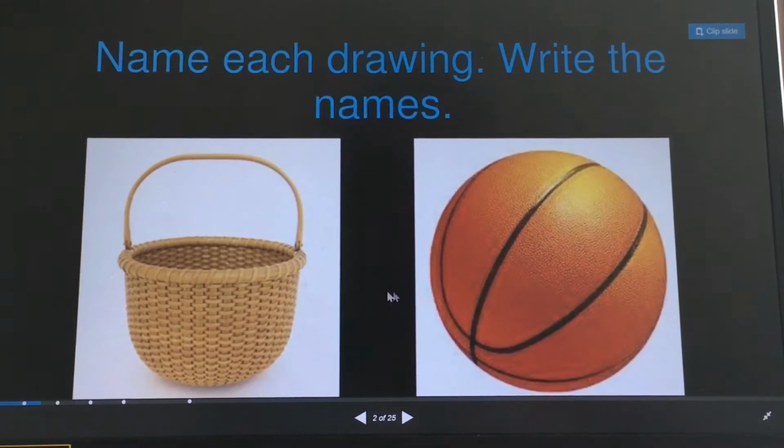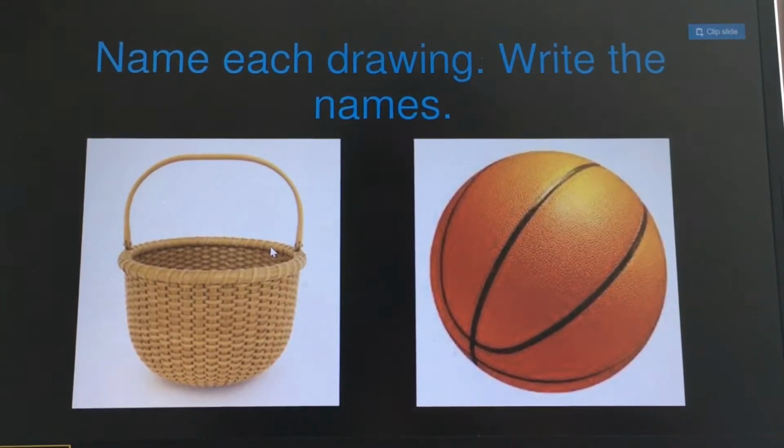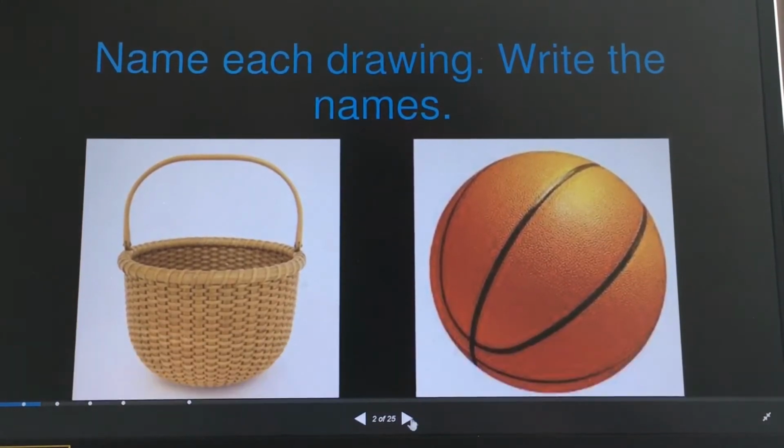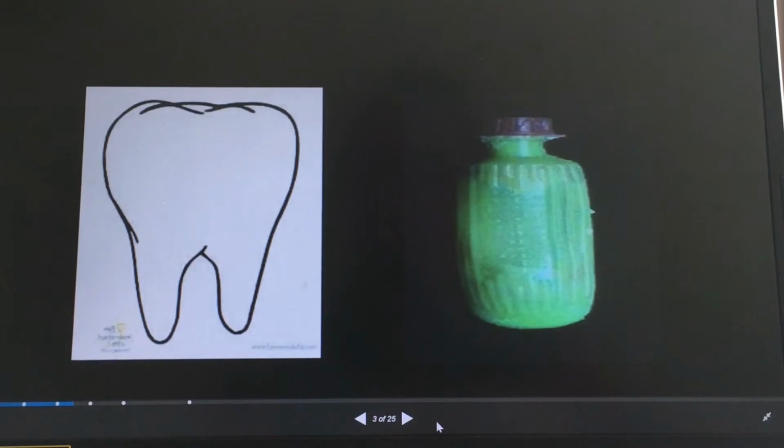We're going to move to that compound word later. Let's name these pictures first. We have here basket and we have the ball, right? Next, who can name? Look at the picture. Can you name these two pictures? What is this first one?